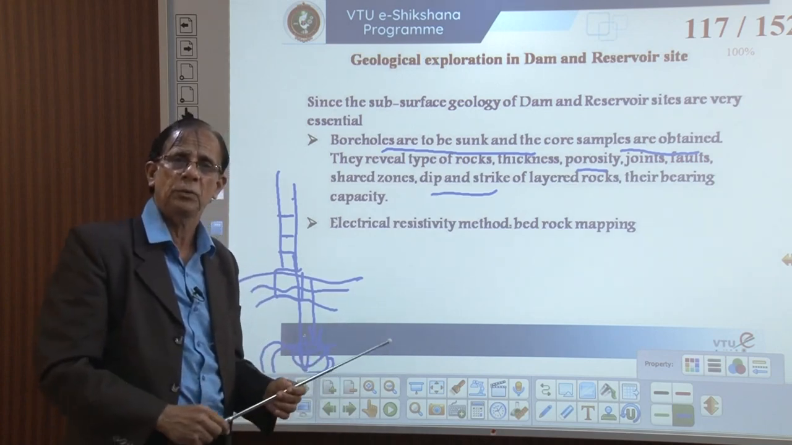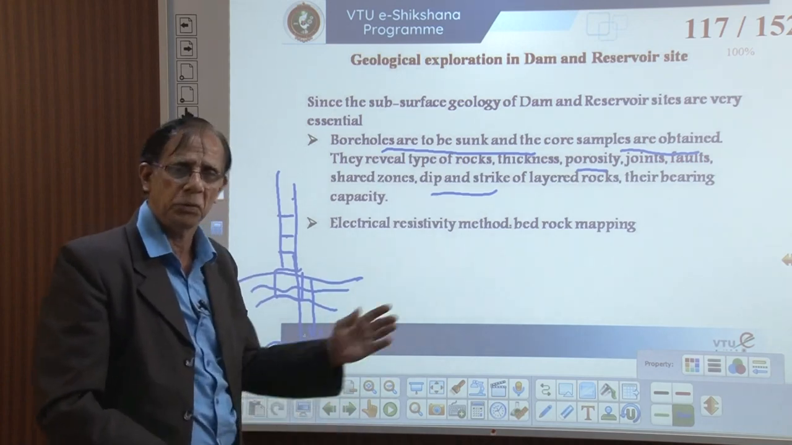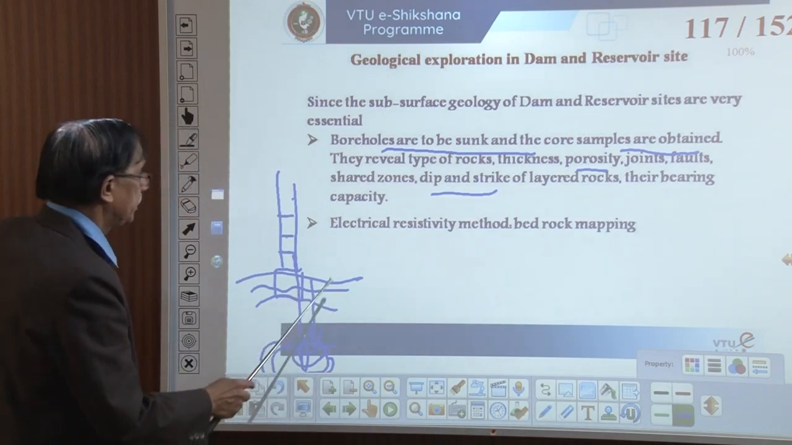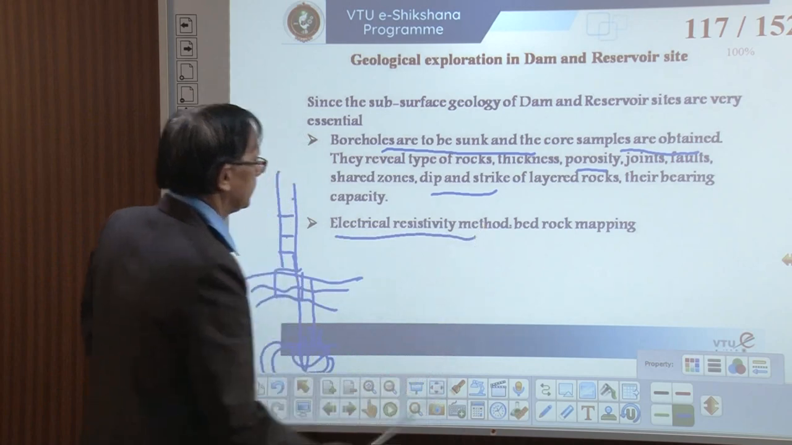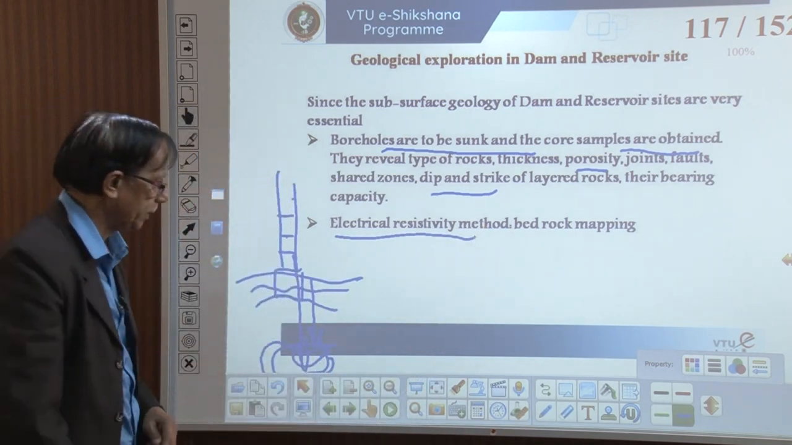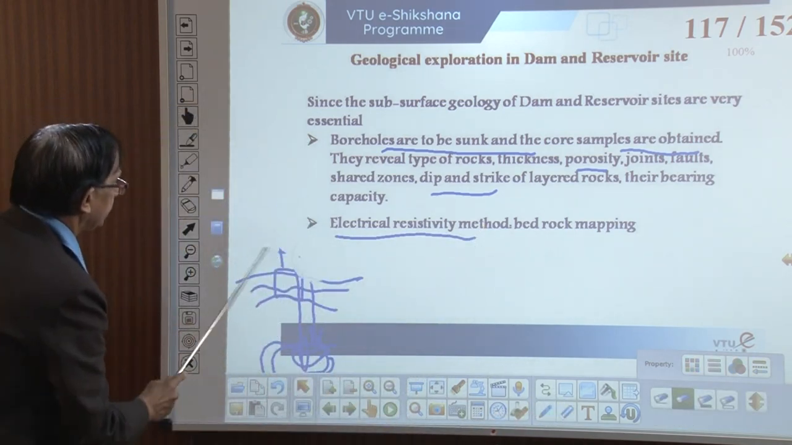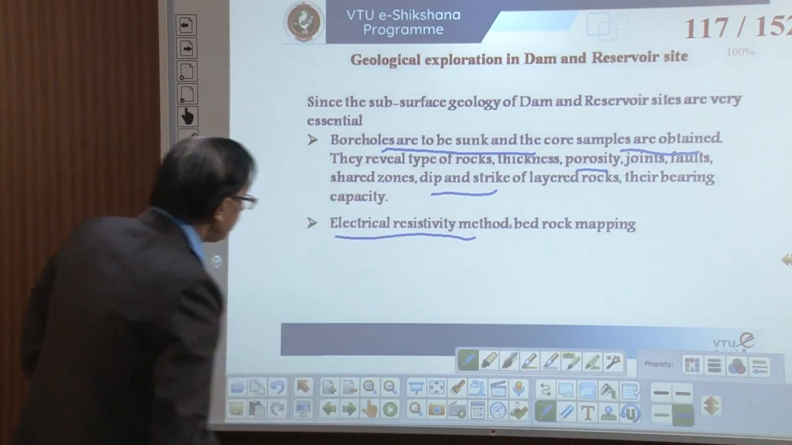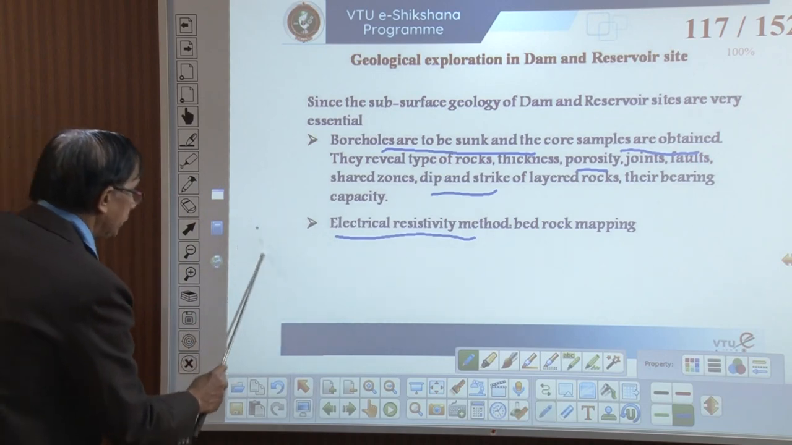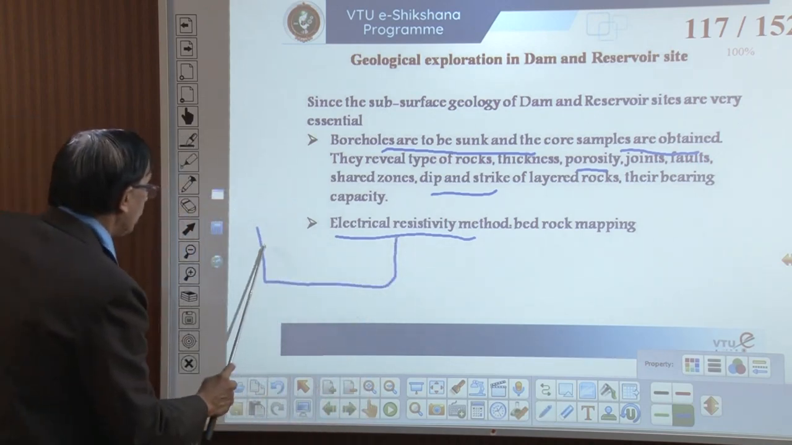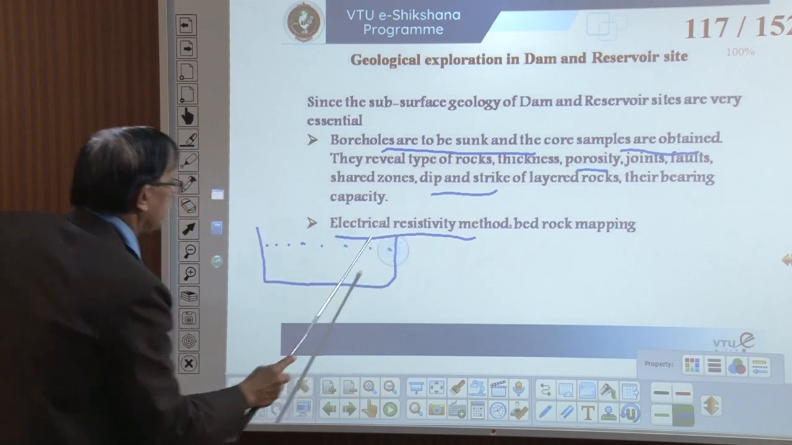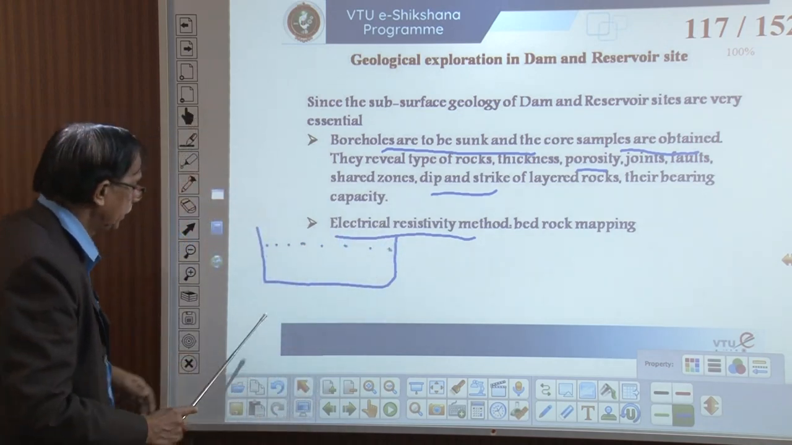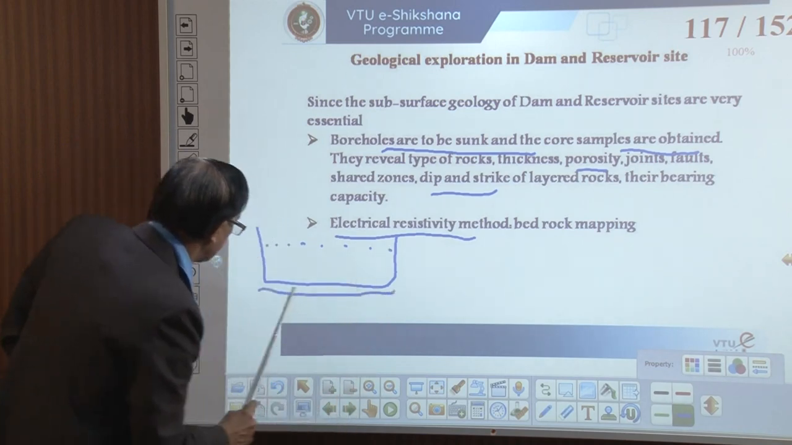I give the example of a super dam site again. Well below the foundation, we have to check by the electrical resistivity method, which we call bedrock mapping. I just said it, super dam, what happened? In the super dam, this is the river. We have to construct a dam across this river. Okay, they tested the foundation rocks.